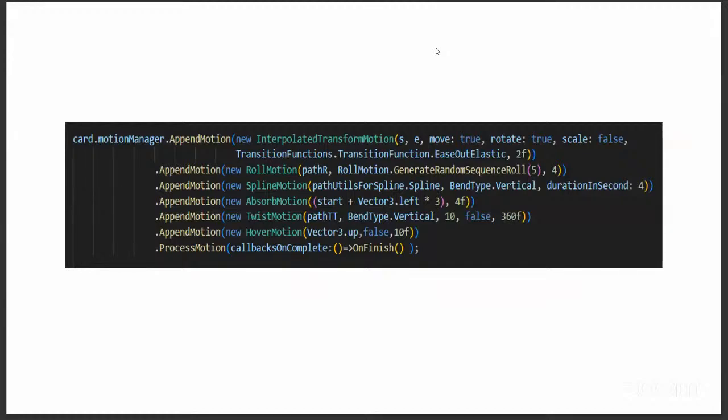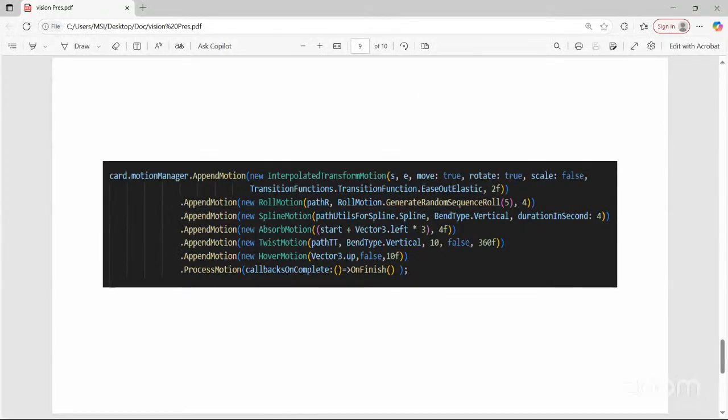Here's a small code snippet that shows how easy it is to plug in different motion types and process them in a sequence. Each motion is fully configurable, and the motion manager takes care of chaining, timing, and blending between them. I have a video, if I can just share it with you.